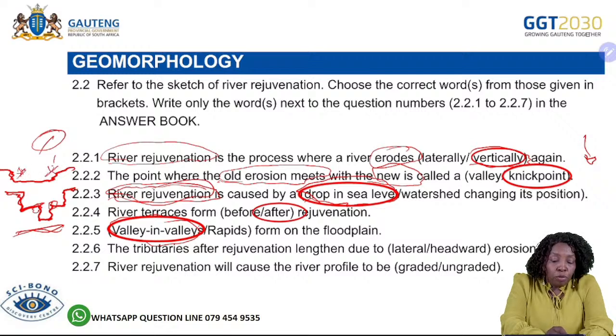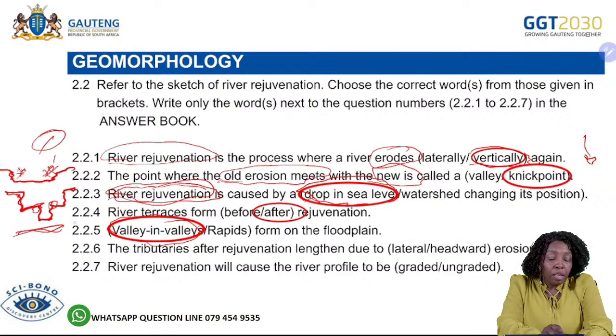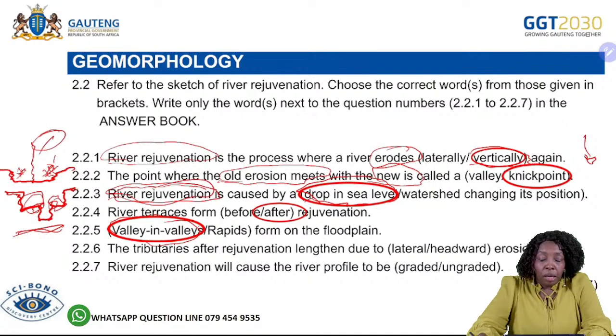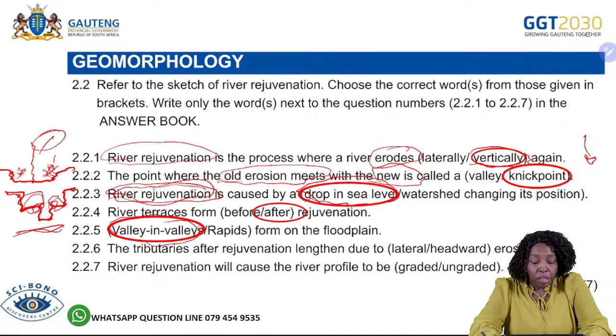So here it would be where we have the flat part of this river. And then when erosion takes place, we see the impact on the floodplain. So the floodplain is the sides here, and then we have the river flowing there. But due to the river rejuvenation, we see changes over there. And then the tributaries after rejuvenation lengthen due to lateral or headward erosion.